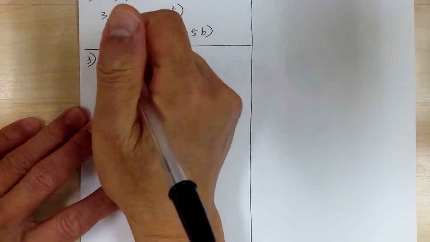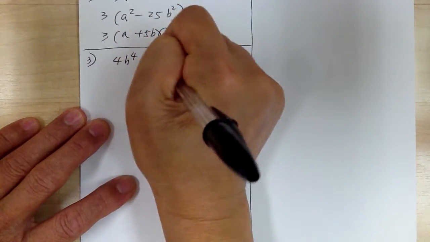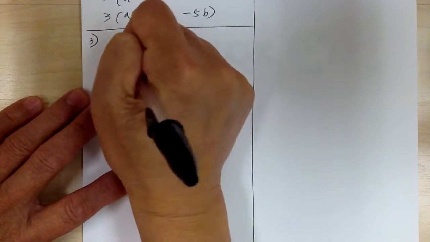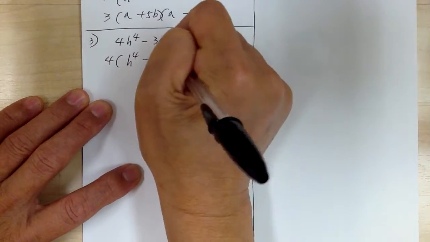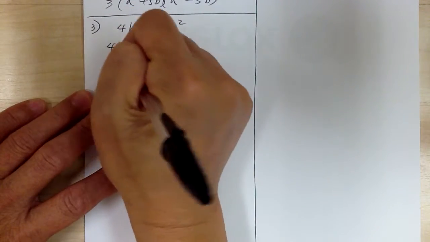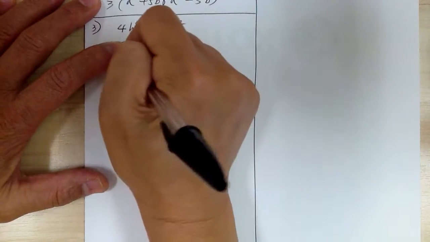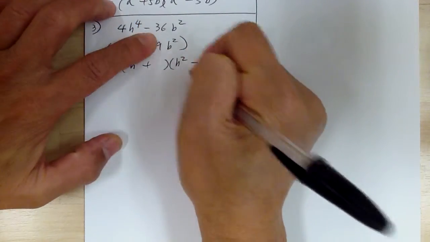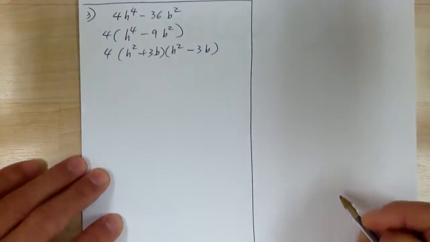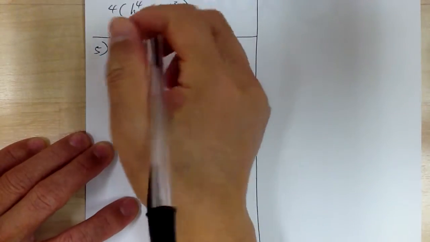Okay, number 3, you've got 4h to the 4 minus 36b squared. So step 1, common factor, factor out the 4. Step 2, this is the difference of squares, so get your conjugates. To get h to the 4, you need h squared. To get 9, you need 3 times 3. To get b squared, you need b times b. So that's your step 2a. Let's go to number 5.